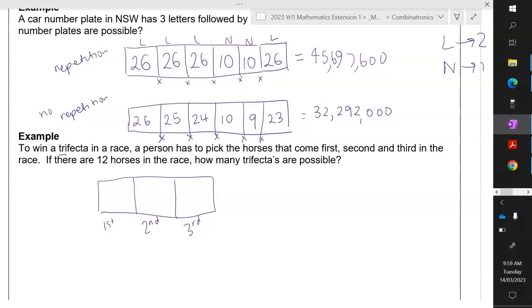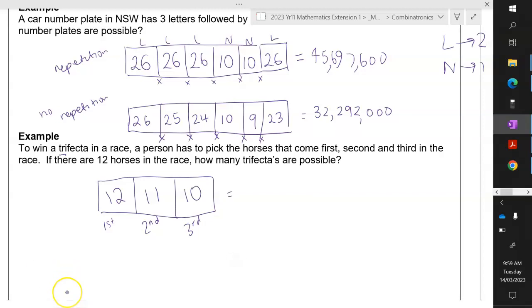So if there are 12 horses in the race, there are 12 horses that could come first. First place has happened. It's crossed the line. There's only 11 horses left in the race. So there's 11 ways that we could come second. 2 horses have crossed the finishing line. There's only 10 horses racing for 3rd place. So they're the number of ways that we could get a trifecta.